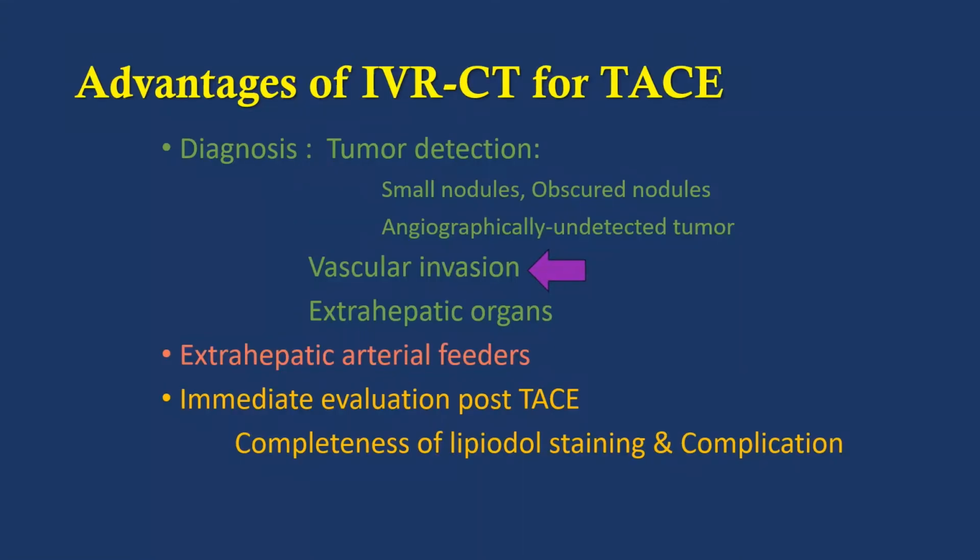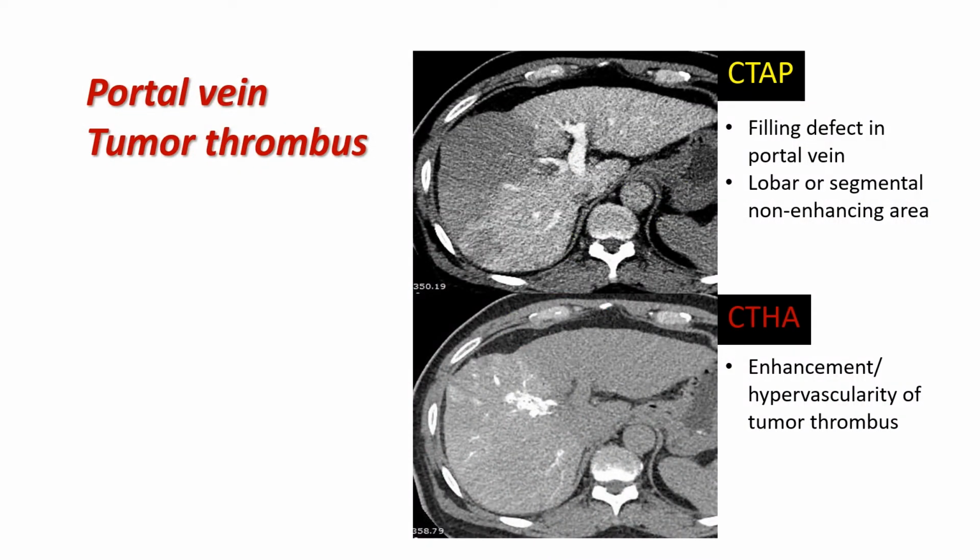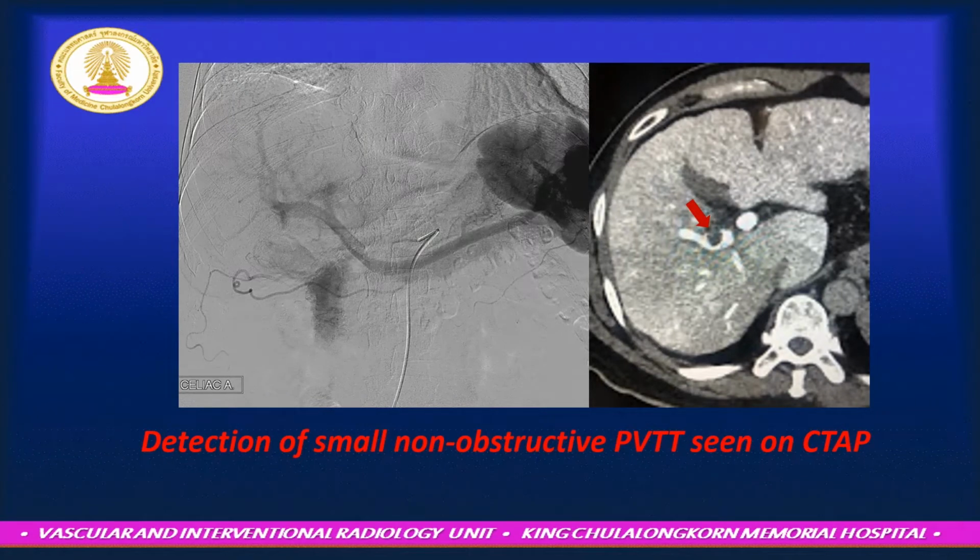IVR-CT can also help you detect minor vascular invasion. On CTAP, the portal vein tumor thrombus will appear as a filling defect. Another clue is you will see an area of hypoenhancement according to the level of portal vein occlusion, which could be lobar, segmental, or subsegmental level. On CTHA, the portal vein tumor thrombus will show arterial enhancement, which will help you differentiate it from bland thrombosis confidently. Even a small, non-occlusive portal vein tumor thrombus can be clearly seen if you carefully review the image of CTAP.